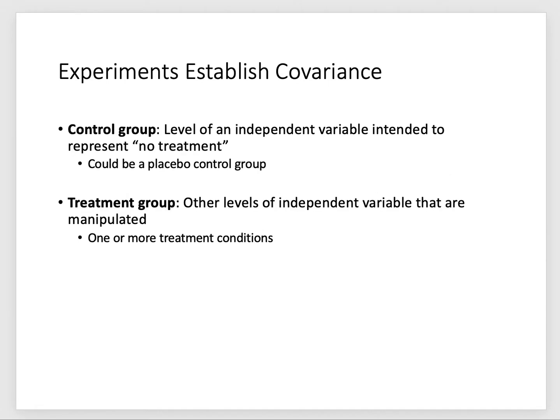Leading right into the next slide. The control group is the level of the independent variable that is intended to represent no treatment. Okay, not every experiment has a control group that represents nothingness, but a lot of them do, especially when we think about a clinical trial.